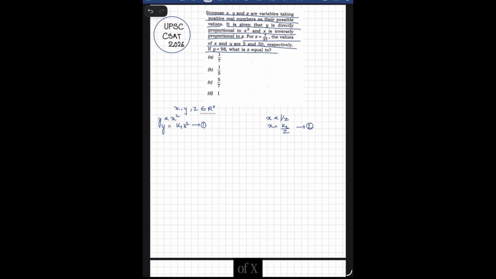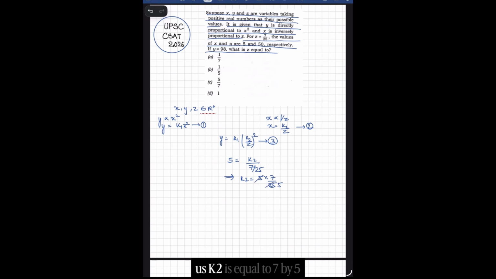Now let's put the value of x from equation 2 in equation 1. So y is equal to k1 into (k2 by z) whole square. This is equation 3. It is also given that when z is equal to 7 by 25, x is equal to 5. So let's put those values in equation 2. 5 is equal to k2 by 7 by 25. Simplifying this, we get k2 is equal to 5 into 7 by 25. This, when simplified, gives us k2 is equal to 7 by 5.